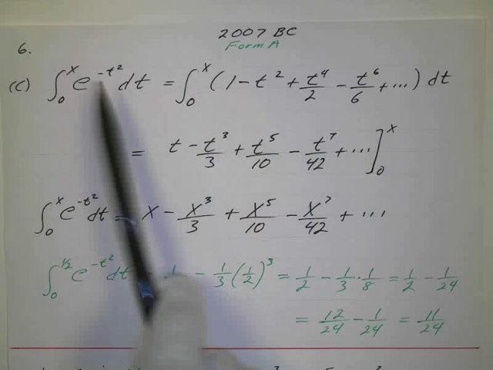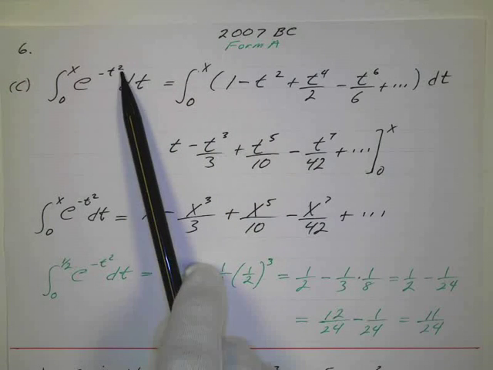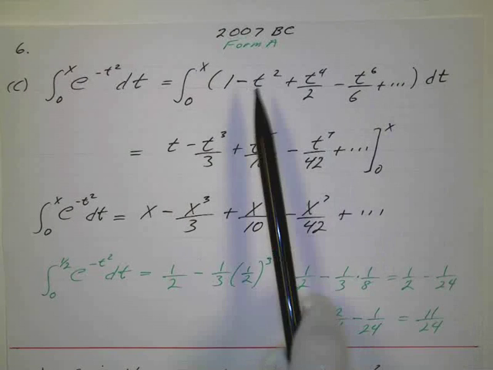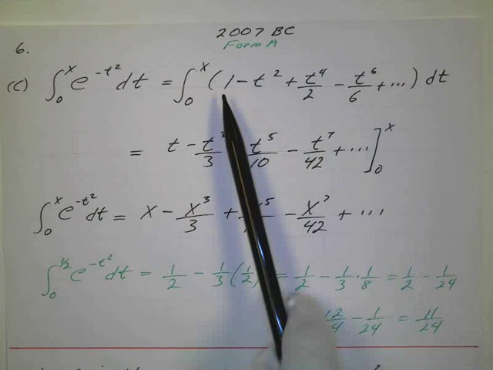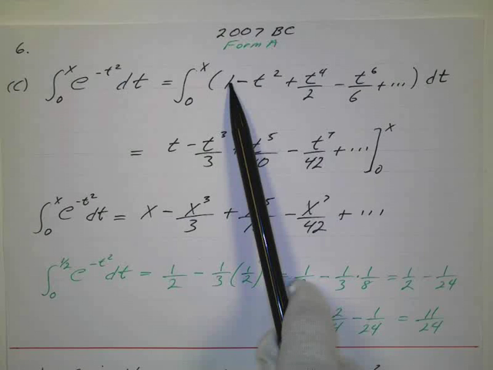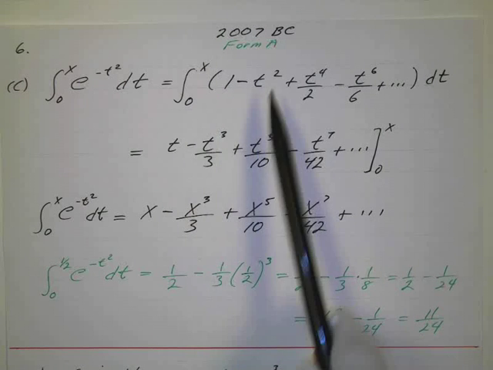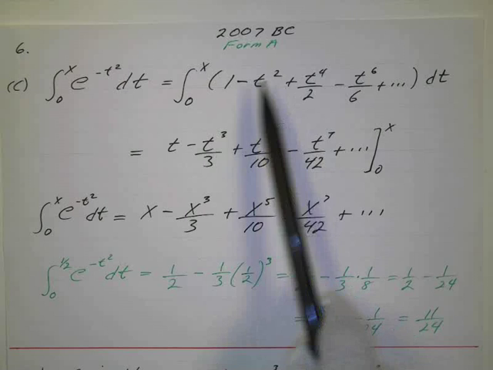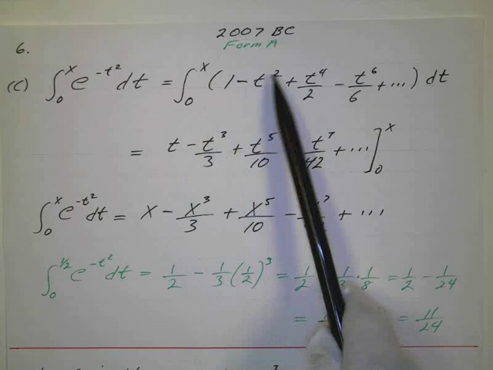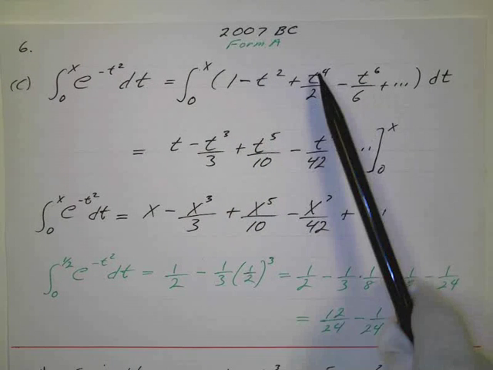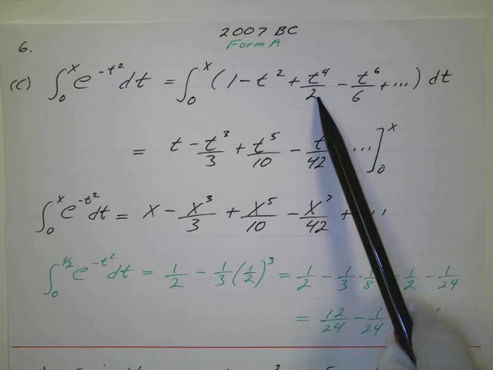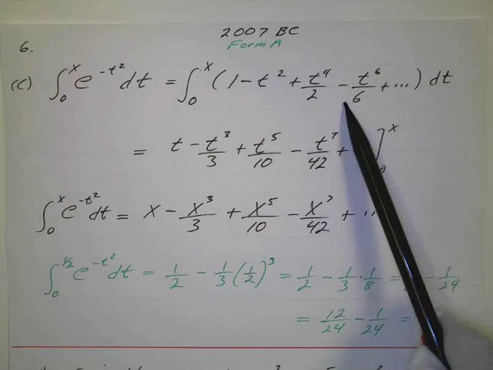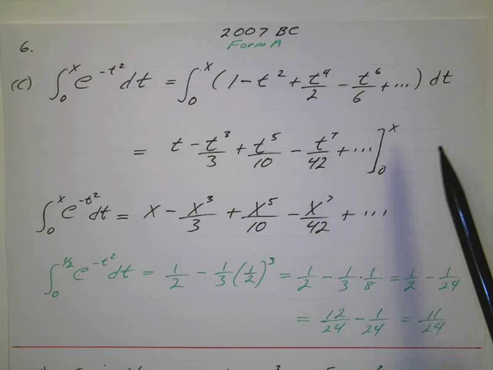So they want you to write this integral. That's going to be the integral from 0 to x of e to the negative t squared. This is my function, e to the negative x squared, so t is just the dummy variable. And then when I take the antiderivative of each term, I get t cubed over 3, t to the 5th over 5, and 5 times 2 is 10, and then minus t to the 7th over 7, and 7 times 6 is 42.